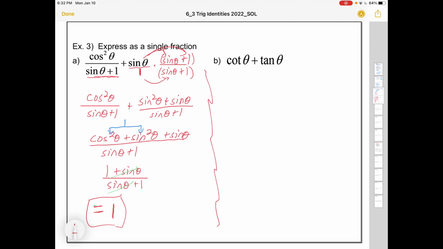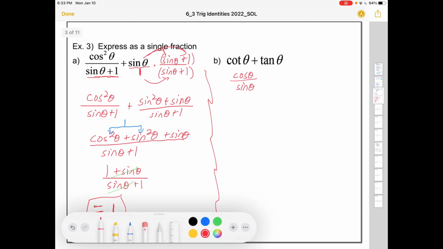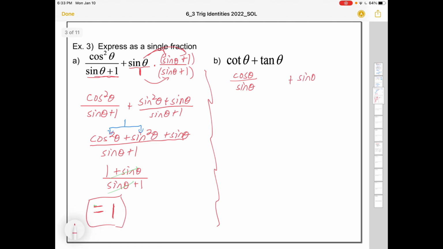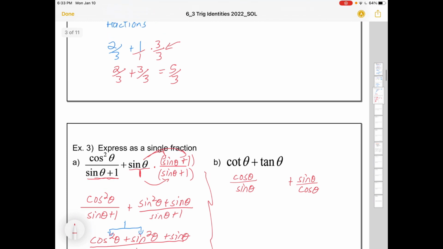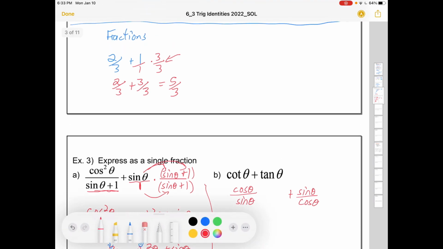Okay, the next one, as a single fraction. If it were me, I'd be inclined to use my definitions here, that cotangent is cos theta over sine theta, and you can look back at that formula sheet at any point, plus sine theta over cos theta. You know what? I'm going to give myself some room because I know I'm going to need to make a common denominator. Let's do some other fraction stuff up here just to jog our memories.